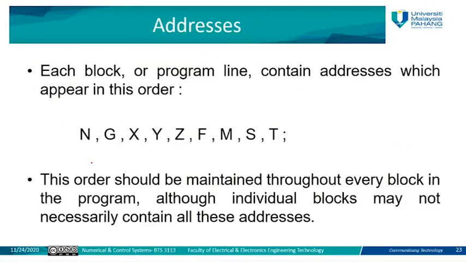So this is the sequence of the addresses, and we start from N, G, X, Y. Then if we have IJK, we have it here. If we do not have it, we just go for F, M, S, and T, and so on. This order should be maintained through every block. So since you have F, F should come after the coordinates. If you have only two coordinates, no need to mention Z. So just go for X, Y, then go for F. If you do not have F, then you go X, Y, and M, and so on. It depends on which commands are available in your block of program.